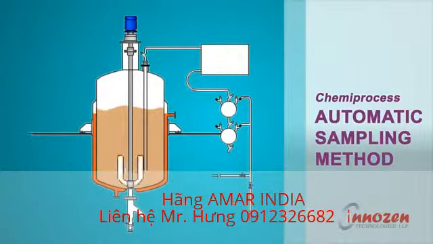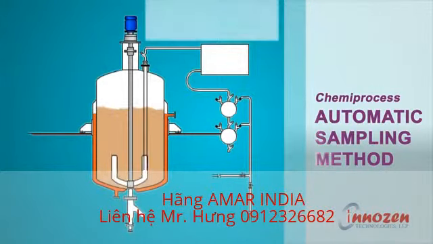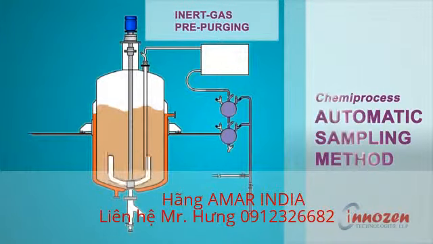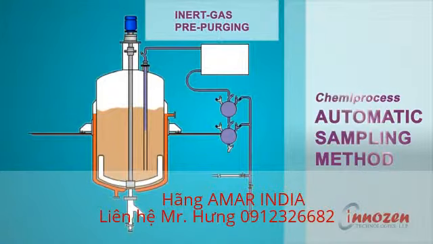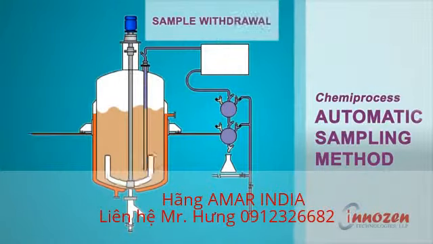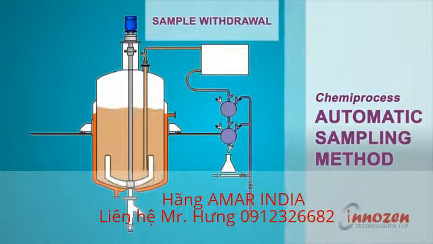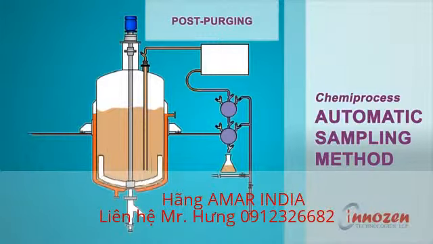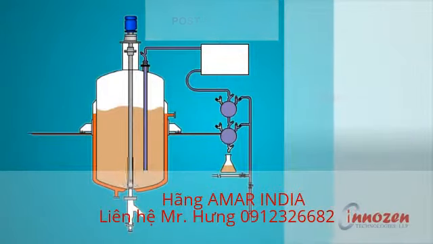Automatic sampling devices developed by ChemiProcess are programmed to perform the following functions in sequence. A. Inert gas pre-purging to bubble out the stagnant reaction mixture held in the dead leg of the sampling tube for a preset duration. B. Drawal of the sample under suction and draining the same into the sampling flasks. C. Inert gas post-purging to return the excess reaction mixture back to the reactor.